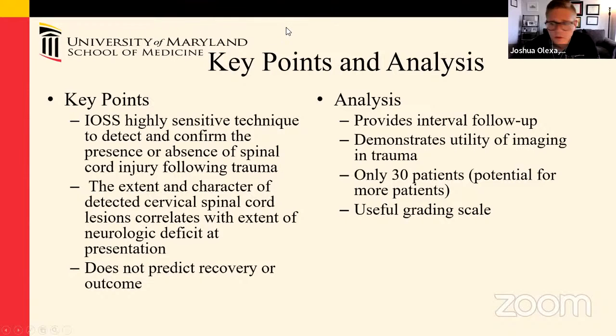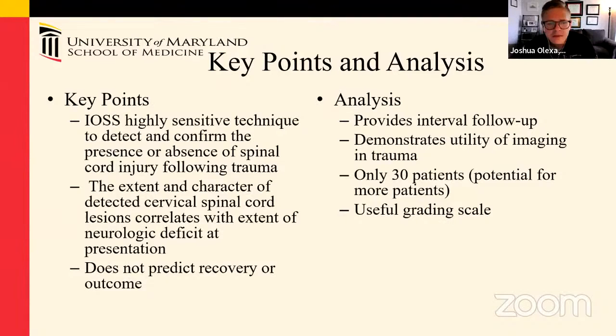So reviewing this paper, it's a nice paper. They had prospective and interval follow-up in these patients, and again demonstrates the utility of this imaging in trauma, which I think is one of the best applications for this technique. Again, they only had 30 patients, but that's pretty good. There's always a potential to have more patients, and they provide a nice useful grading scale, which is very kind of intuitive and simple to use.